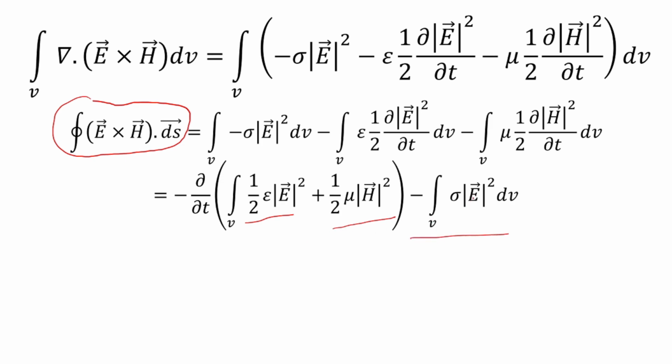This is called ohmic losses. This exists because of the conductive nature of the material. If that material is not conducting, then you would not have any losses. That means whatever is the decrease of energy stored in magnetic fields and electric fields, that same decrease would be transferred to the next region. But if you have ohmic losses, some energy would be lost in conduction.